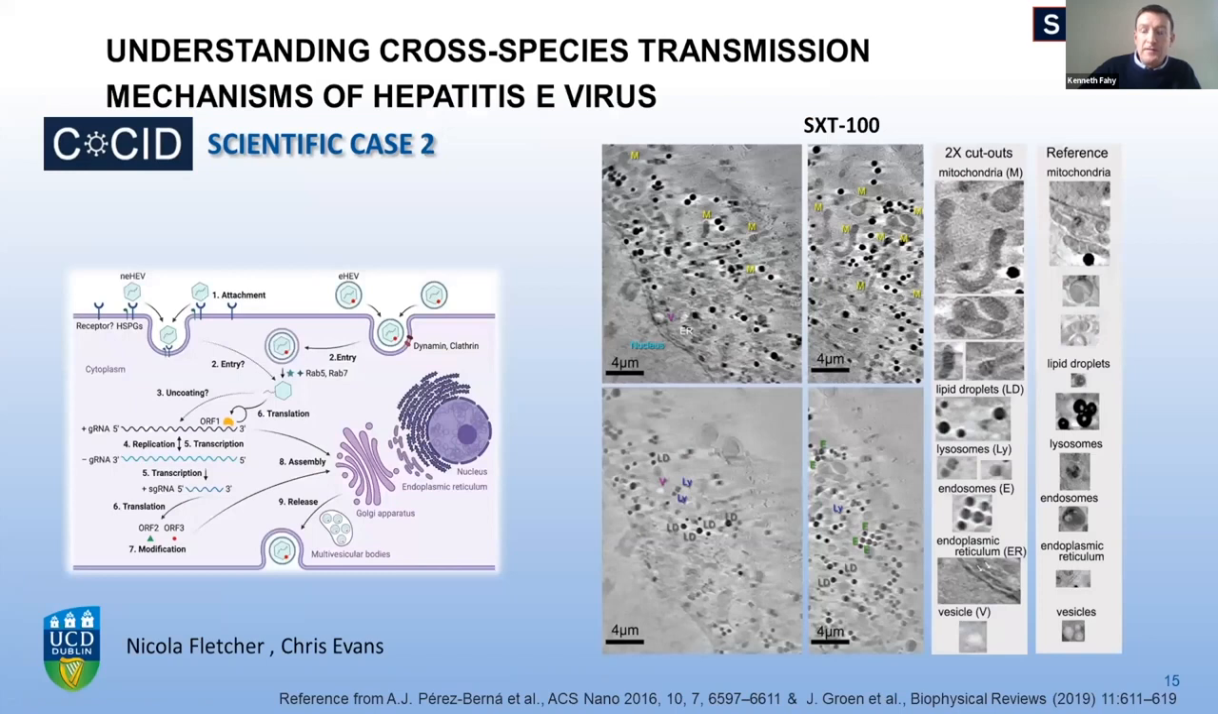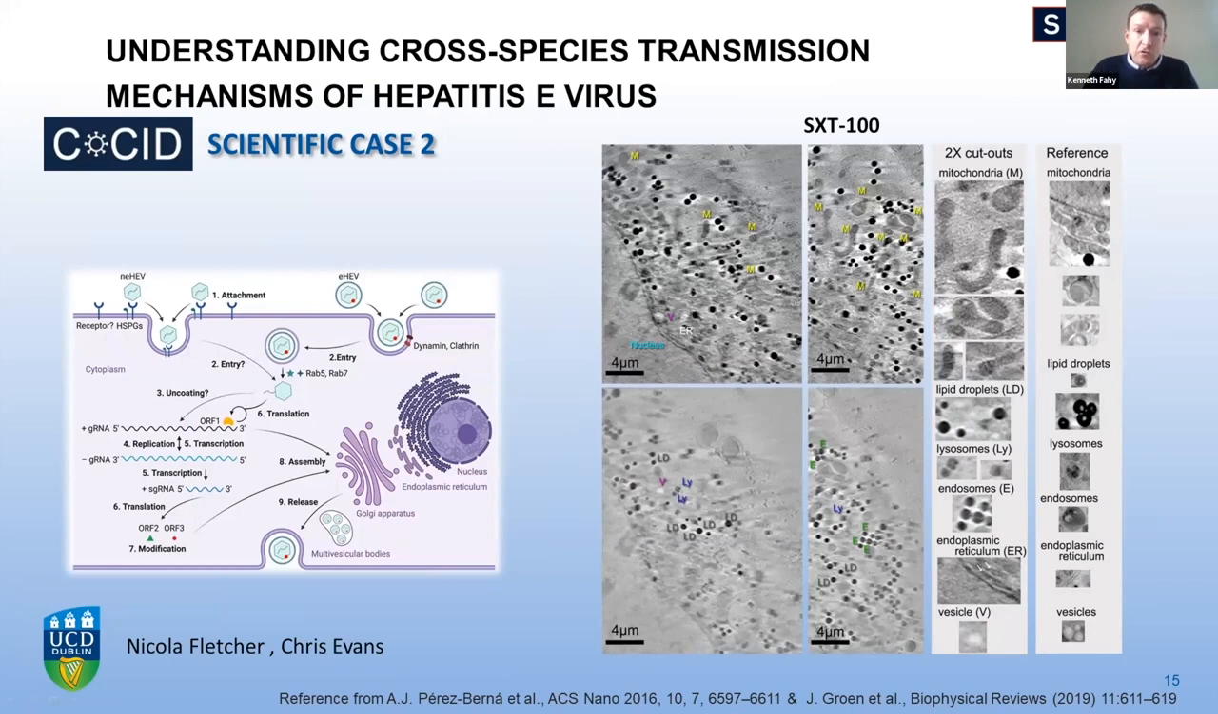In another use case, Nicola Fletcher and Chris Evans at the UCD School of Veterinary Sciences are using the SXT100 to investigate structural differences in genotype 1 and 3 HEV replication in pig and human cell lines, and to investigate the ability of potential therapeutics and inhibitors of the viral life cycle to reverse these structural changes.